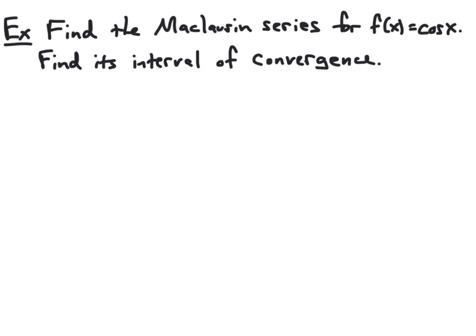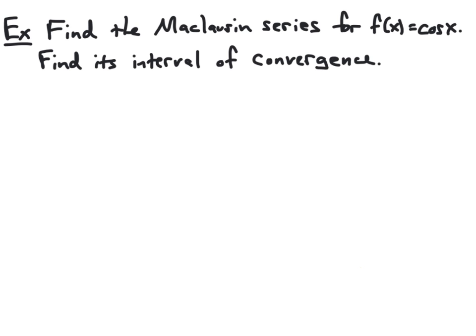We now turn our attention from the sine function to the cosine function. Here we want to find the Maclaurin series for the function cosine x and also find its interval of convergence. One approach for doing this is to repeat the process that we followed for the sine function. Find the first several derivatives of the function, evaluate it at 0, divide by the appropriate factorial to find several coefficients, and then find a pattern in a formula for those coefficients.